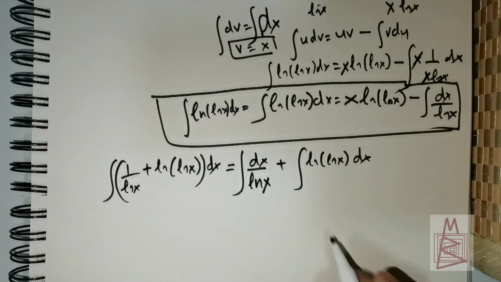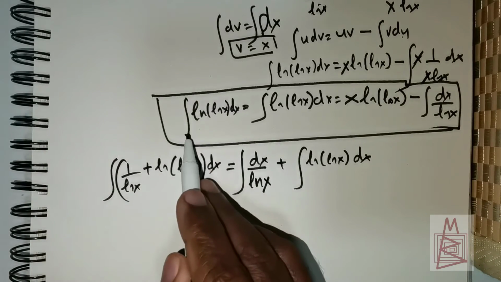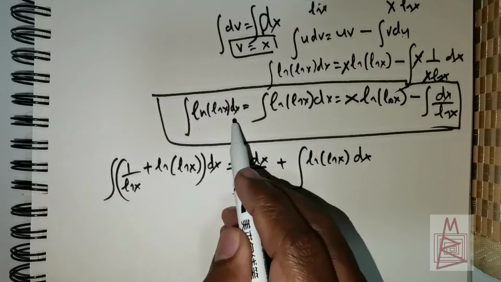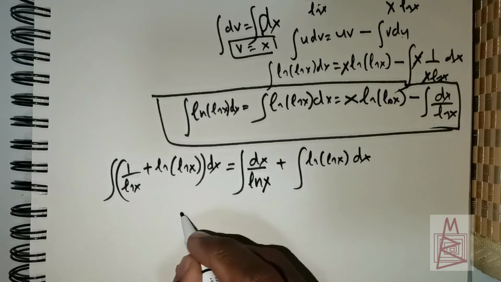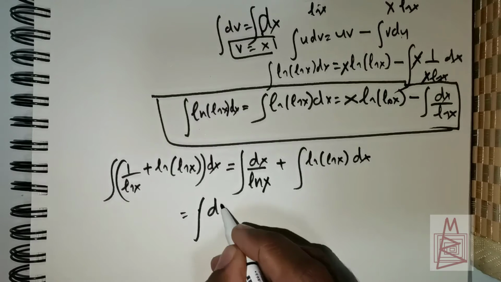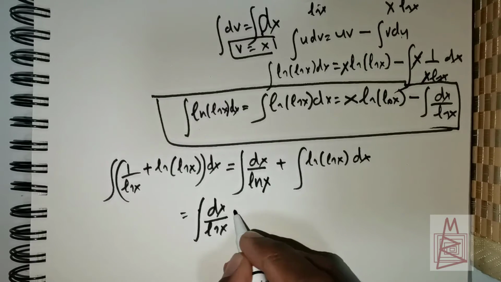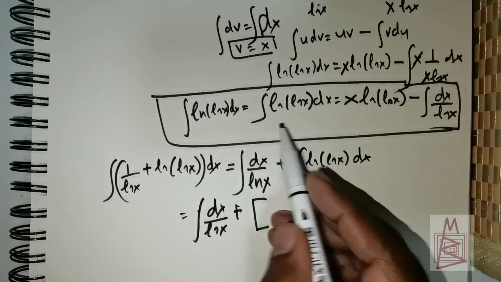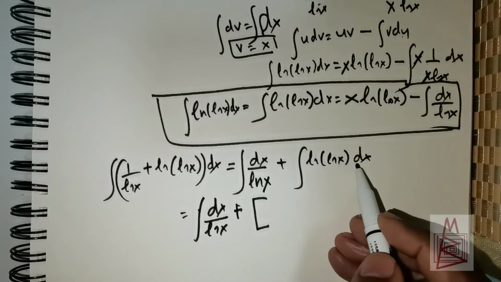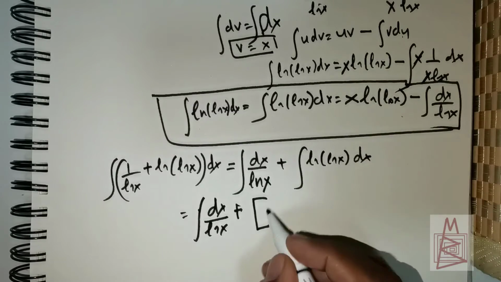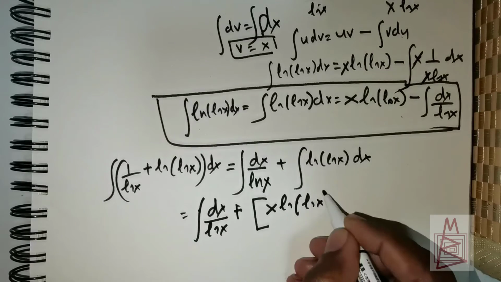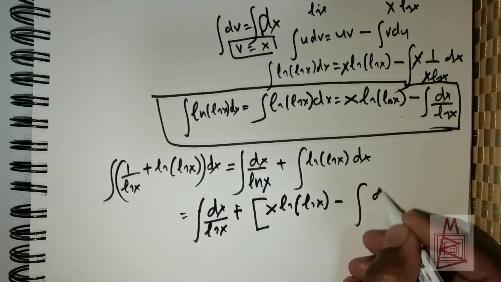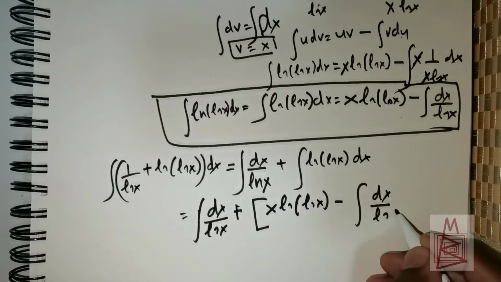This is what I've got. Now clearly I have just shown you what the integral of ln of ln x dx is. I need to be substituting this quantity. So if I were to do that, this is going to be integral dx divided by ln x, positive. In place of integral ln of ln x times dx, I would be substituting this. So that's going to be x times ln of ln x, negative integral dx divided by ln x.